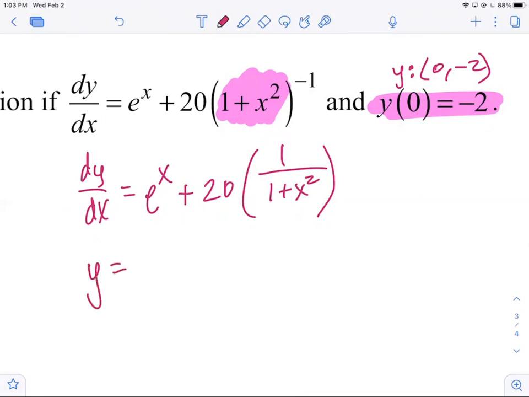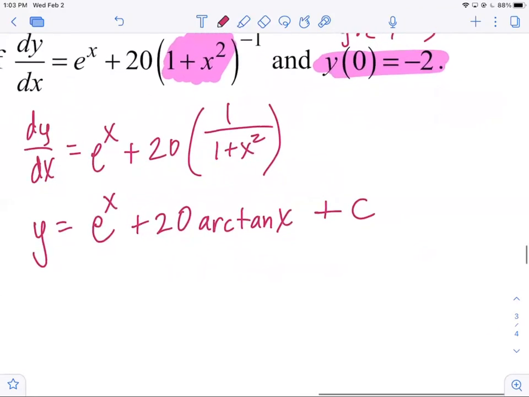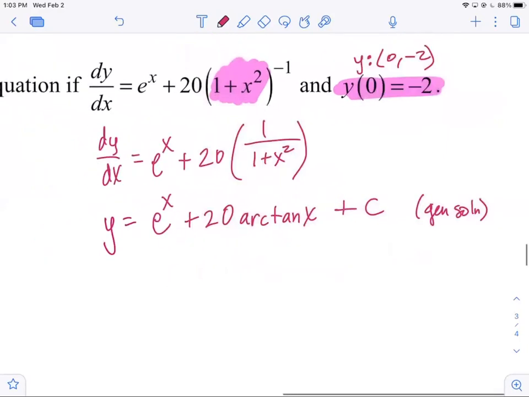So the left side becomes y equals, and here we go. What's the antiderivative of e to the x? E to the x, boom. Plus 20 goes along for the ride. What's the antiderivative of 1 over 1 plus x squared? Inverse tangent. I'm a fan of writing the word arc of x. Plus c. This is the general solution. Now we find the particular solution.